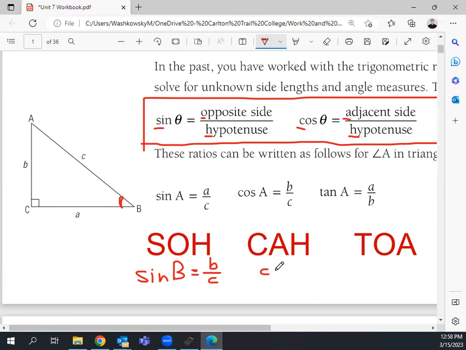And then what about for cosine, Austin? What would that one be? So if I wanted you to try and find cos of A, which is this angle up here. When you see cosine, you look at CAH, so SOHCAHTOA, what's my formula going to be there?